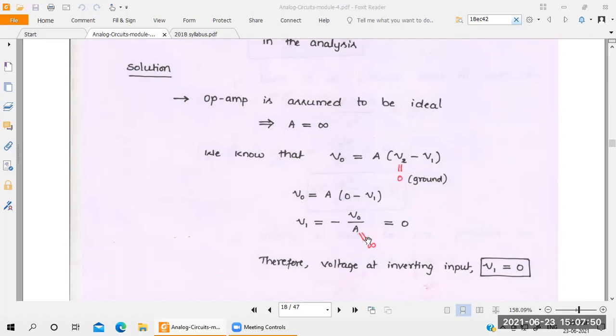V0 by infinity is almost 0. The A value is infinity here. Put the infinity value here, so V1 becomes 0. When V2 is 0 here, V1 is 0 because it acts as a virtual ground. It acts as a virtual ground here. When V2 is ground, V1 is also 0. Understood? So therefore, the inverting input V1 is 0.